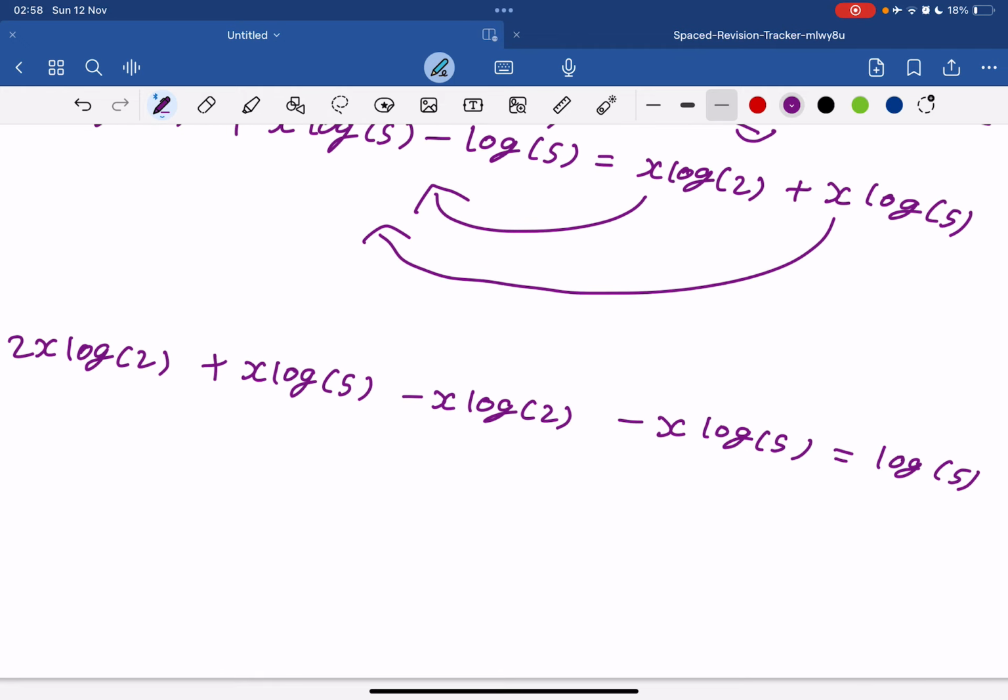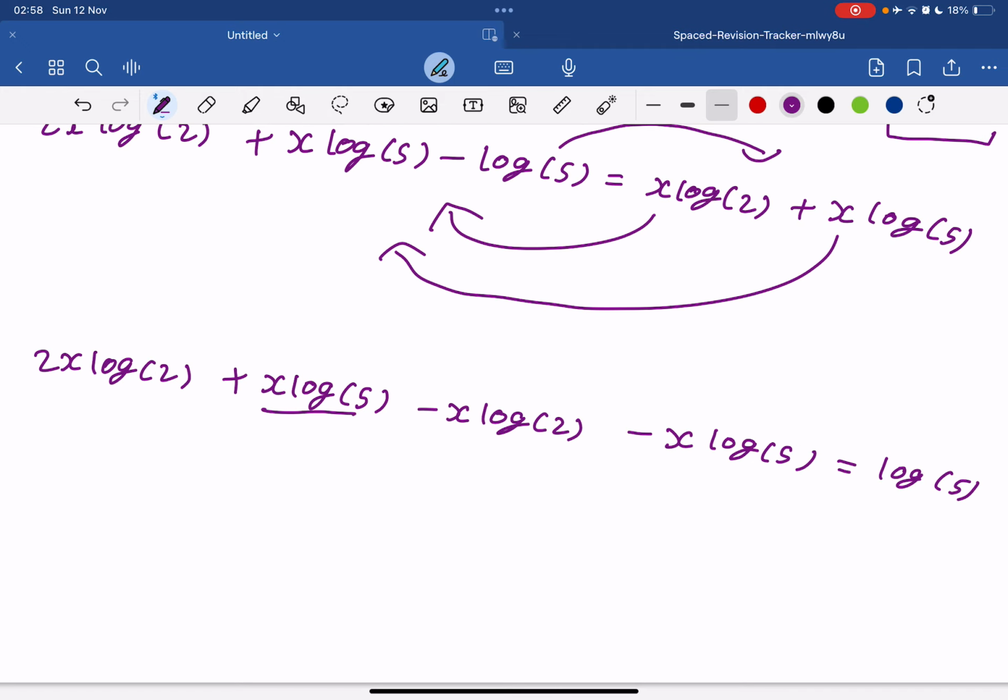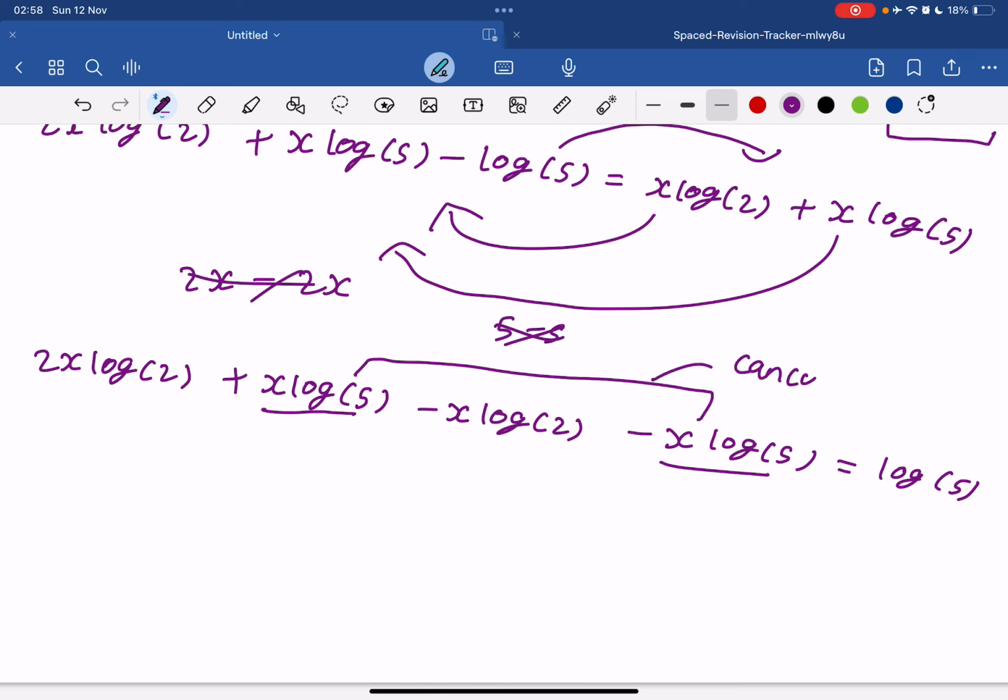There we go. Now what you notice is x log base 5 minus x log base 5. That's like saying 2x minus 2x or 5 minus 5. They just cancel out. So these two here cancel out. So I'm going to write here, cancel out. Now 2x log 2 subtract x log 2. Log 2 is a constant. It's like a number. Log 10 of 2, that's a constant.